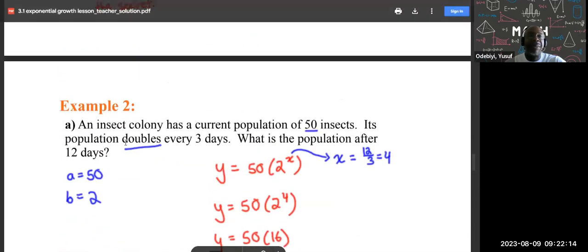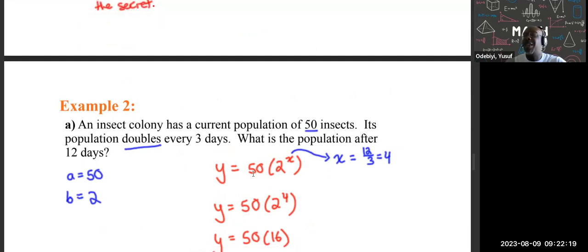Here's another example. Insect colony. And these questions for exponents are always good for insects and bacteria and things that grow exponentially. Most likely you're going to use this type of formula. Okay, so here, an insect colony has a current population of 50. Its population doubles every 3 days. So now we got to do our X in a different way. It doubles not every day, but every 3 days. What is the population after 12 days?